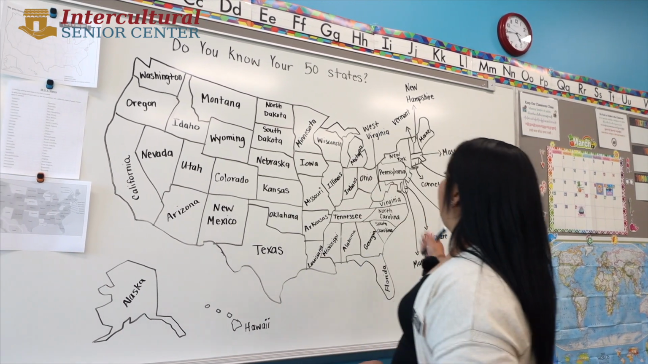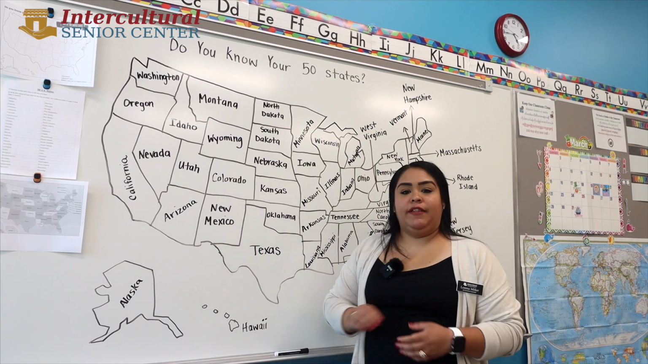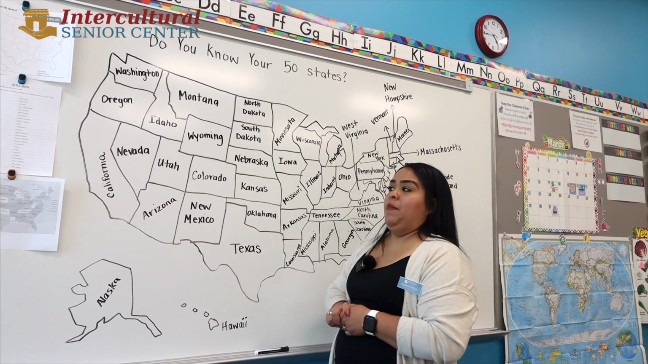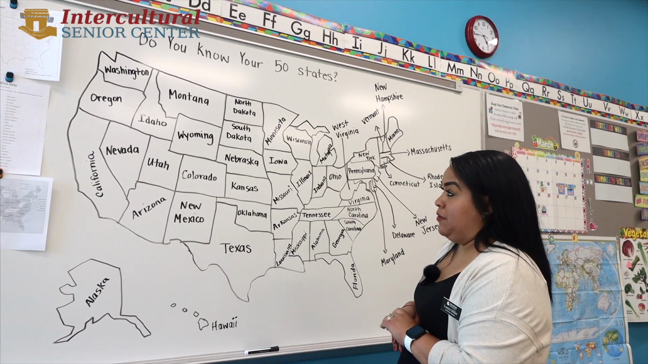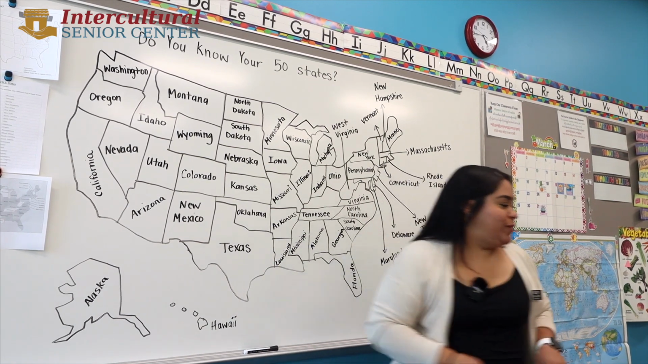I'm not going to be able to color them, but I will circle which ones were the 13 original colonies. You can also look that up online. Maybe you already know them. There's lots of different references for you to find those for the 13 original colonies. I personally don't know them, so I've got a map as well.